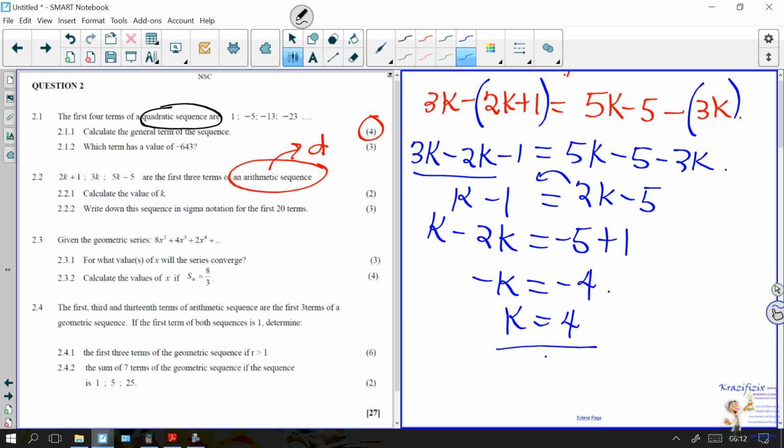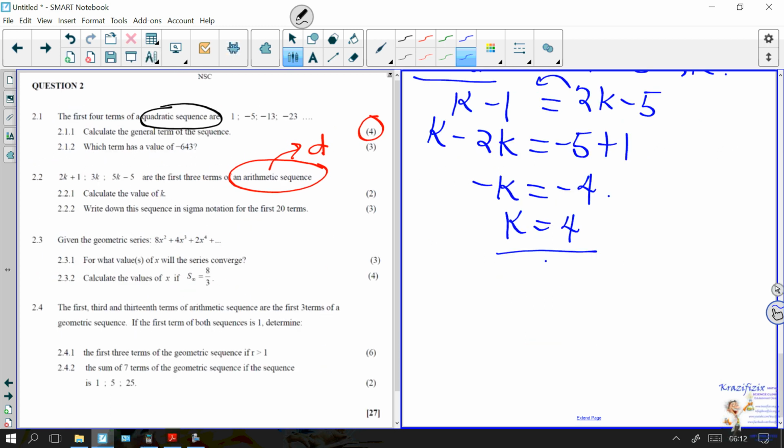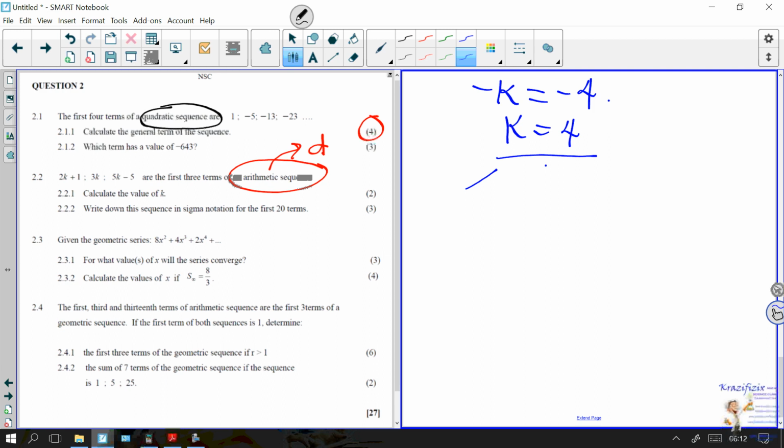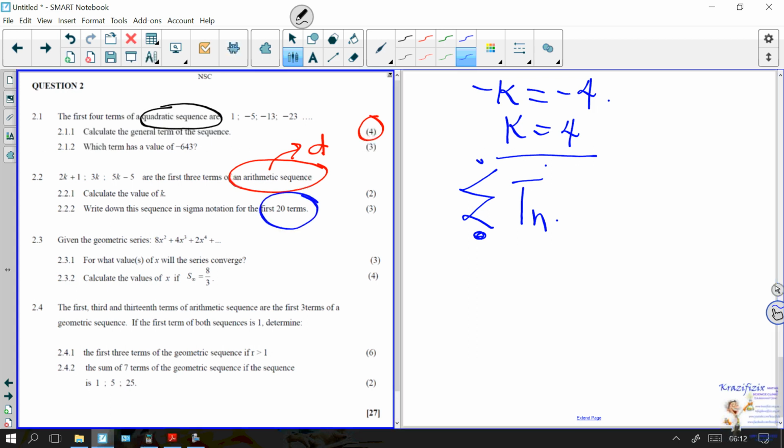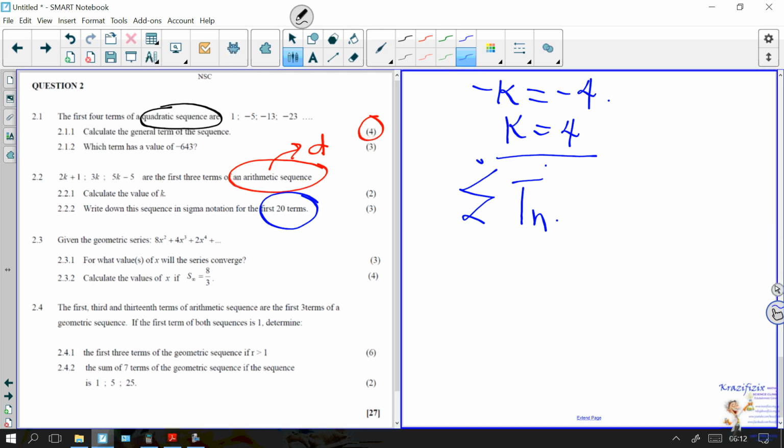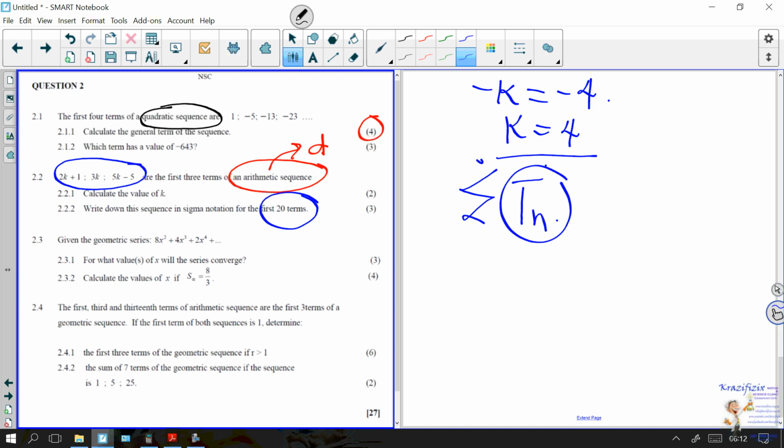Write down the sigma notation for the first 20 terms. What you need to know, sigma notation is always the sum of Tn and then your range from here to here. Since it's talking about the first 20 terms, I will be dealing with from 1 to 20. But I must get Tn first. How do I get Tn? By the way, I know now that my k equals 4. We need to substitute the value of k.